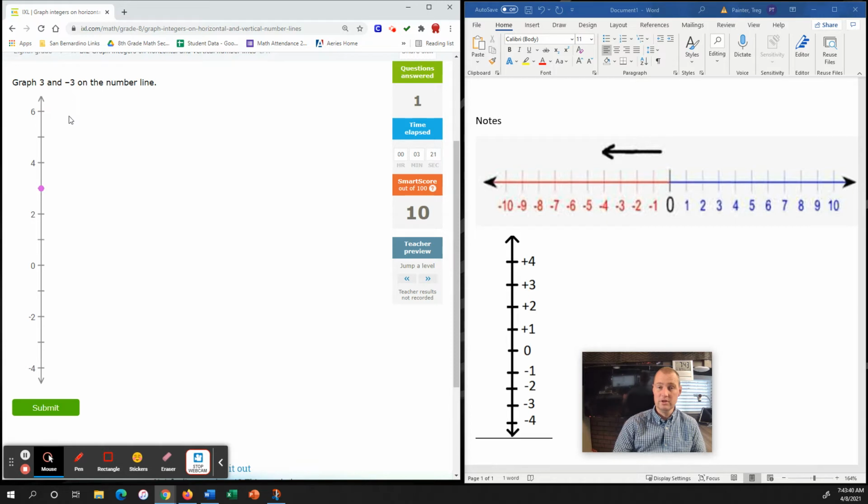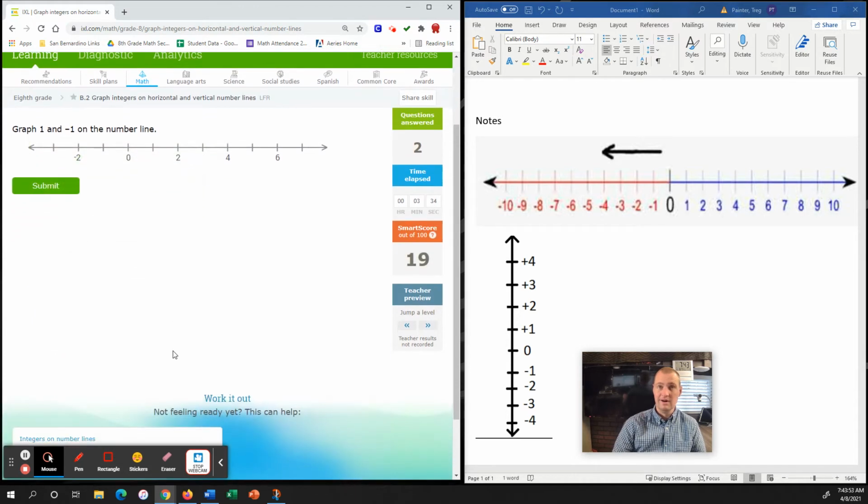Well, -3 should be very similar. It should land between -2 and -4. So if I count down, -1, -2, -3, that's my point that I graphed right there, to -4, that works. All right, here we go.